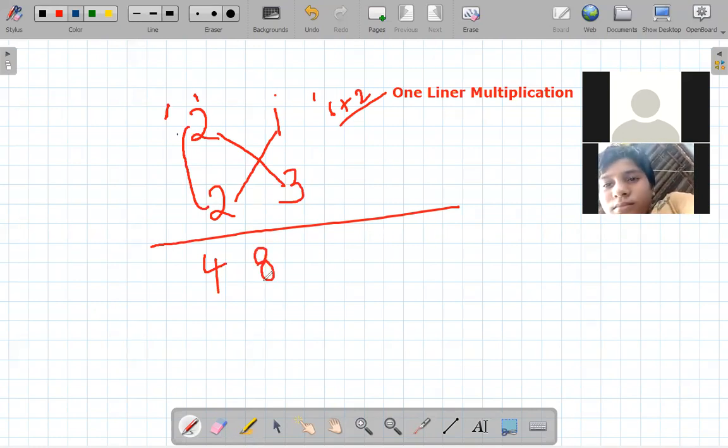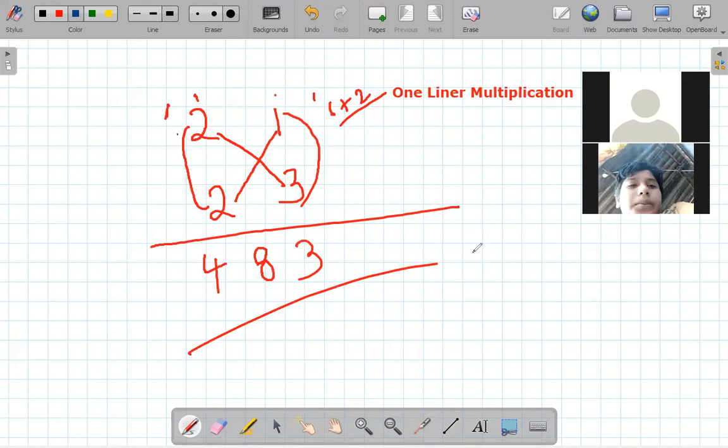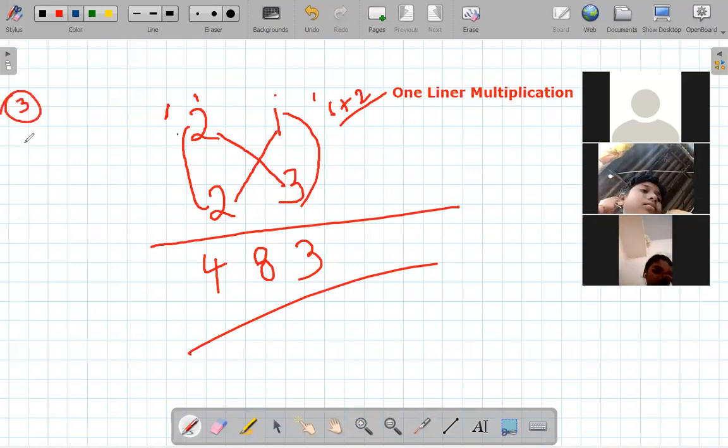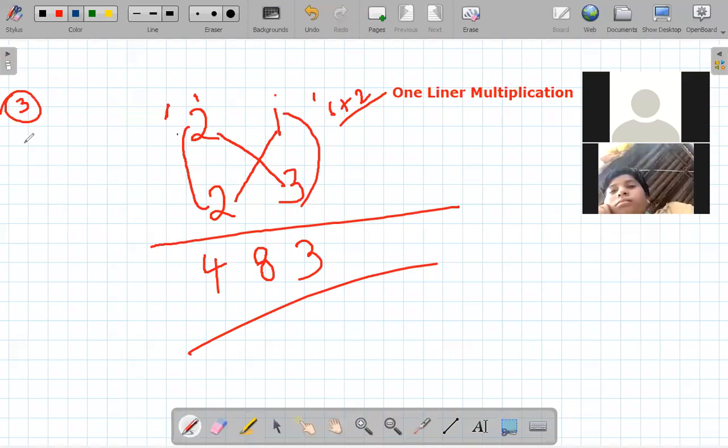Okay. So first step we completed: we multiplied the first column. Second step, cross multiplication. Third step, second column, this one. 1 3 is 3. That's it. This is the answer. 483 is the answer. Do you believe? It has taken just 2 to 3 seconds. Within 3 seconds, you can complete it in one line.